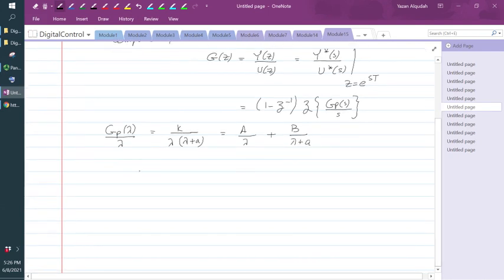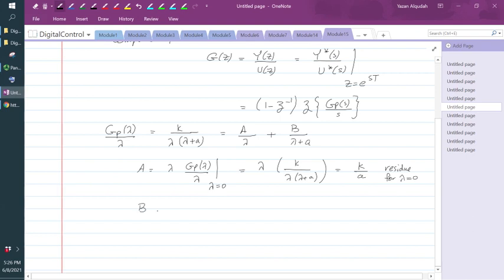What is A, capital A, equal to? It is going to equal lambda multiplied by GP of lambda divided by lambda. Substitute when lambda is equal to 0. This is going to be lambda multiplied by K over lambda, lambda plus A. Lambda with lambda is going to cancel. If I substitute lambda equal to 0, I'm going to get K divided by A. And this is the residue for lambda equal to 0.